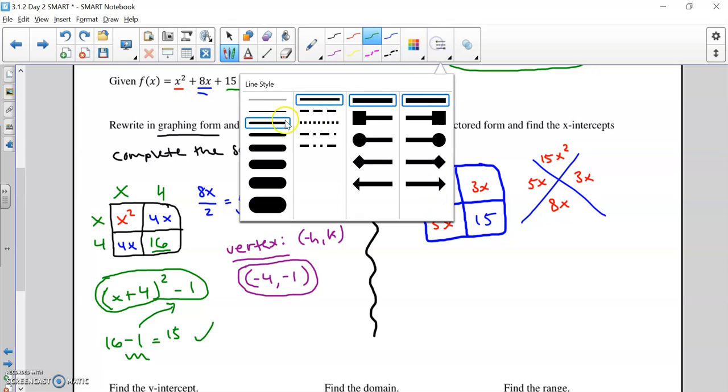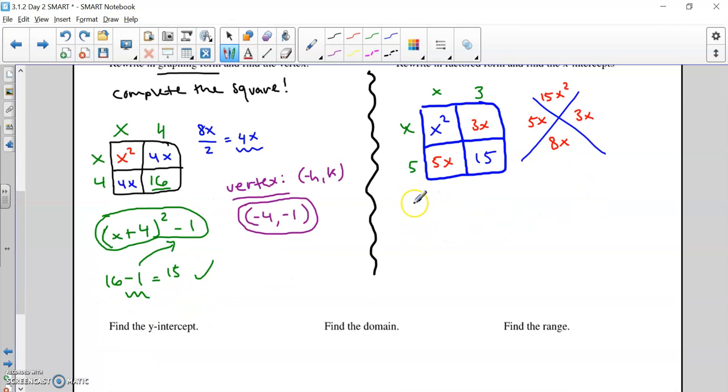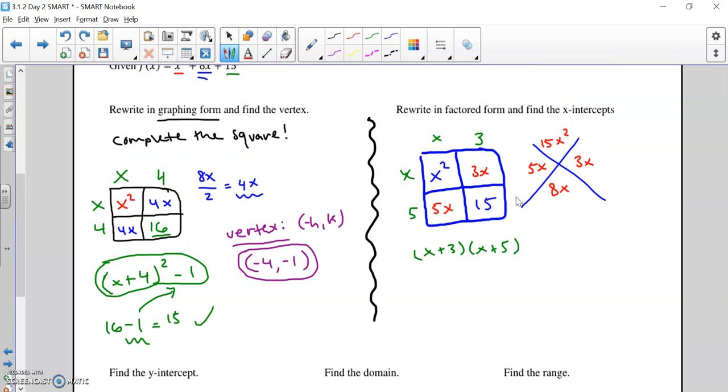And now we can find the outside. X and X. We'll put a 3 here, and we'll put a 5 here. Now here's the deal. We end up with x plus 3 and x plus 5. Okay, this is what our f of x is going to equal in factored form.